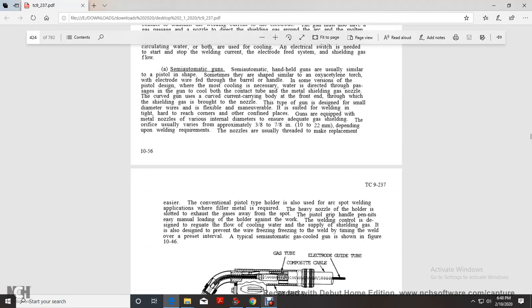The conventional pistol-grip holder is also used with the arc spot welding application, where filler metal is required, with a heavy nozzle with a hole that slides exhaust gas away from the spot. The pistol grip handle is easily manually loaded with a holder against the work, with the welding control regulating the flow of the cooling water supply and the shielding gas. It is also designed to prevent wire freezing during welding, timing the welding over a preset interval. A typical semi-automatic gas-cooled gun is shown in Figure 1046.